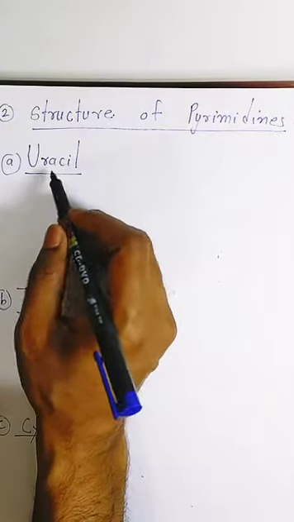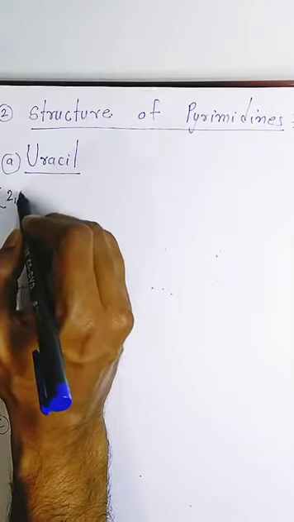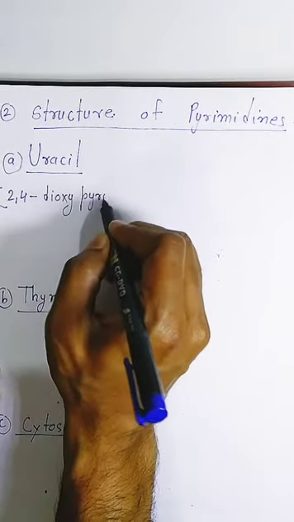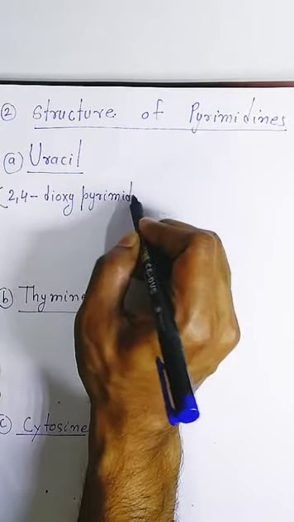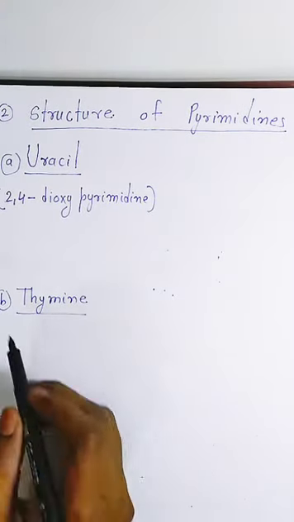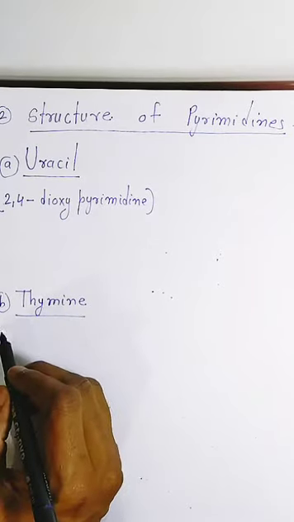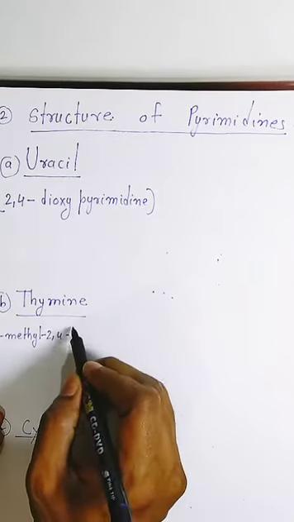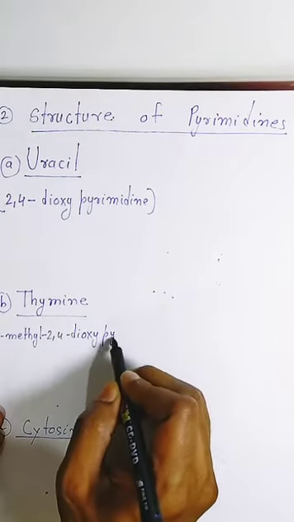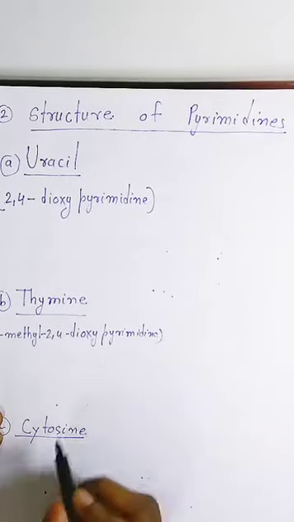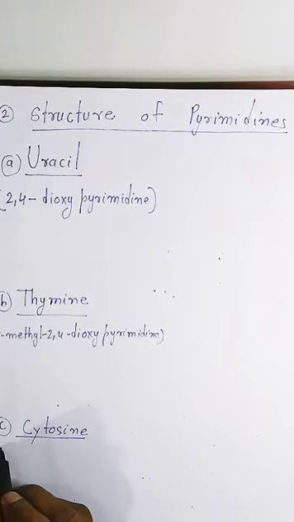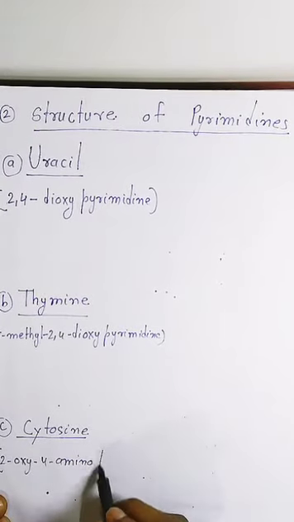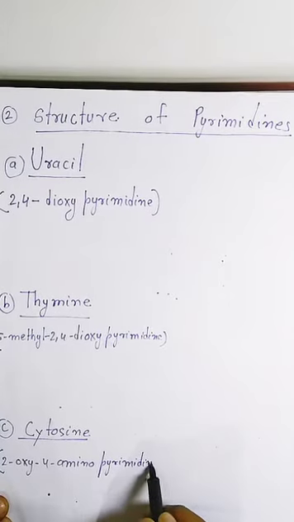Now what will be the IUPAC name of uracil, students? The IUPAC name will be 2,4-dioxy pyrimidine. What is the IUPAC name of thymine, students? 5-methyl 2,4-dioxypyrimidine. What will be the IUPAC name of cytosine, students? It is 2-oxy 4-amino pyrimidine. This is the IUPAC name.